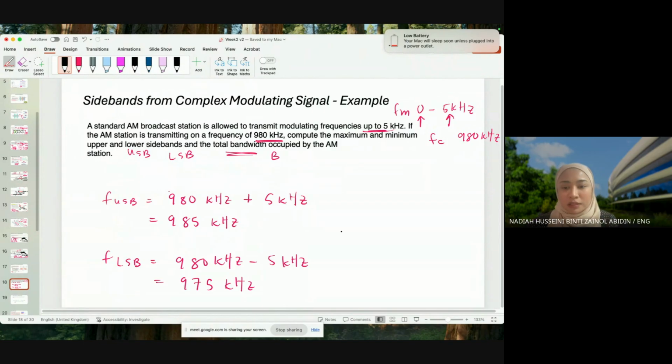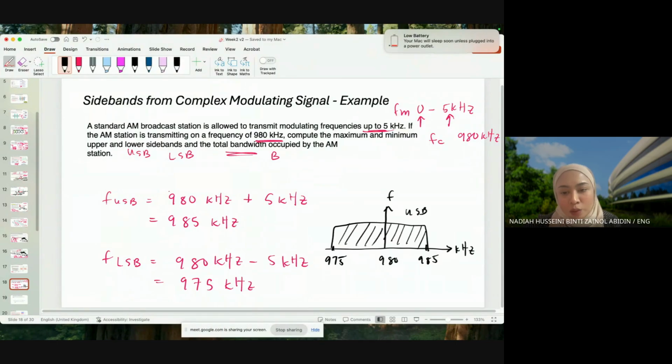Now, if I were to draw this, this is your FC, which is 980. Let's assume this is in kilohertz, to make our lives easier. It goes from 0 to 5. So this is your upper sideband, 985, and this is your lower sideband, 975. Everything within this range is your upper sideband, and everything within this range is your lower sideband. And basically, this is how a radio looks like.